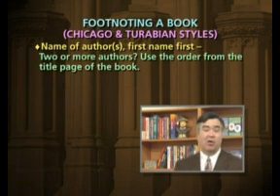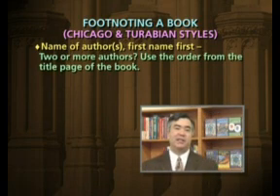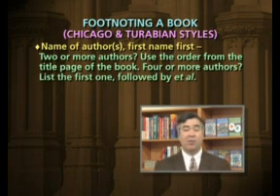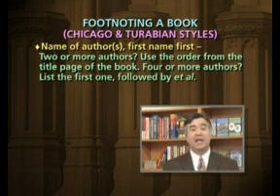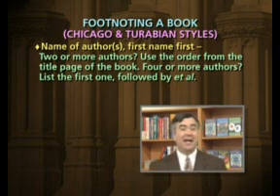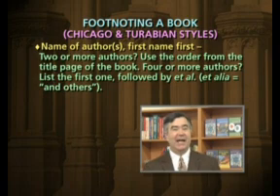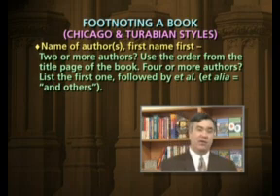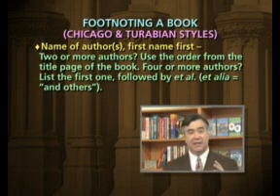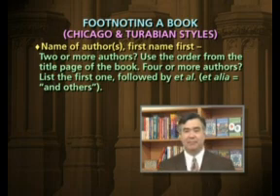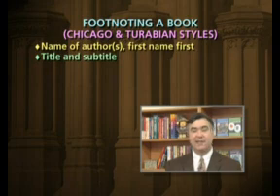If there are 2 or more authors, you would list them in the same order they're listed on the title page of the book. If there are a lot of authors, 4 or more, just list the first one, followed by the Latin abbreviation et al. Et al stands for et alia, and it means and others. So if you have a book written by 4, 5, 6 people, just list the first person and then say et al.